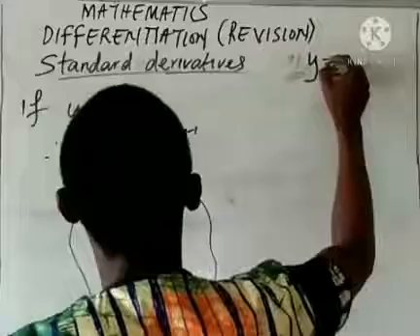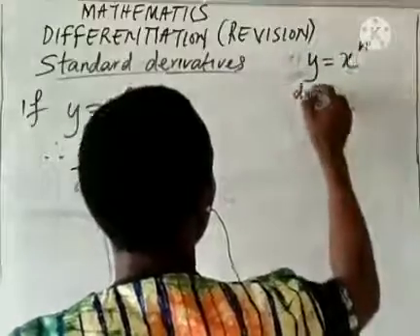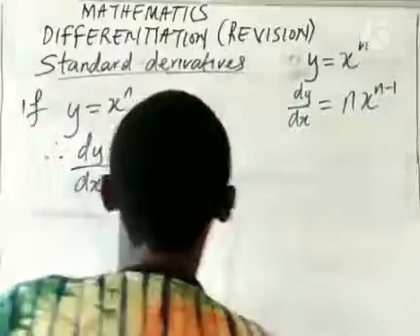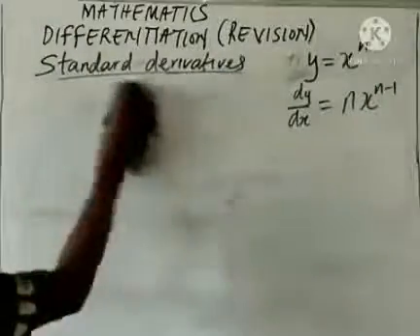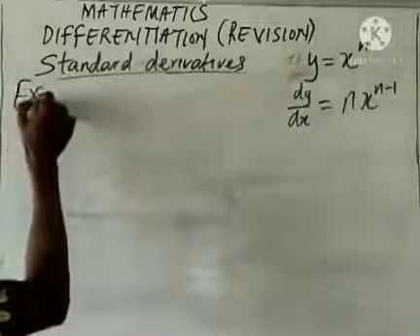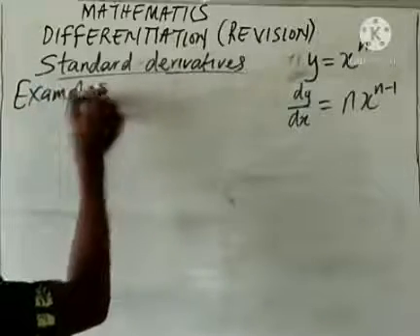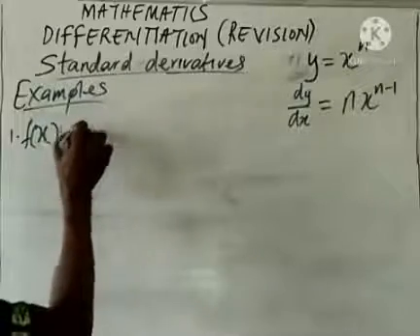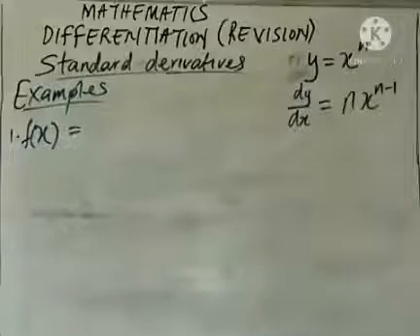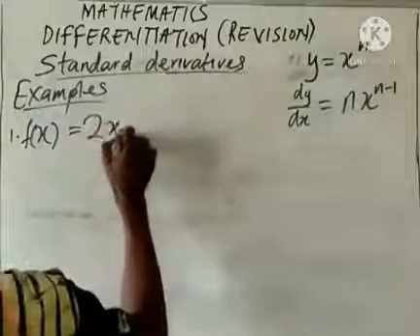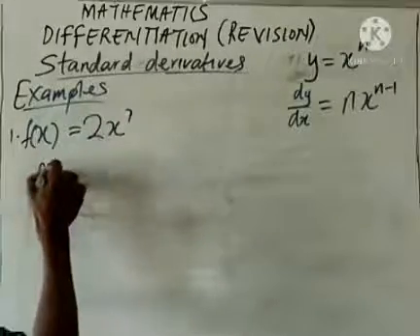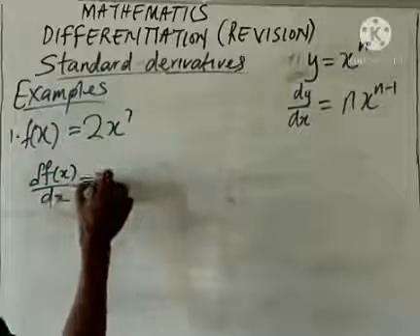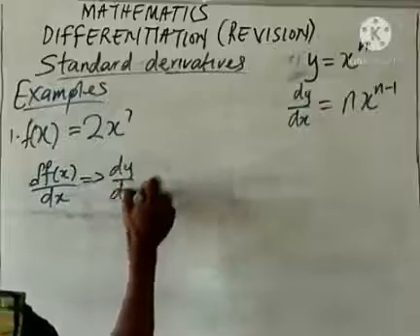Meaning if y is x raised to power n, then dy/dx will be n into x raised to power n minus 1. All right, let's now take examples. Example. First one, if our f of x is given to be 2x raised to power 7, how do I find my differentiation of f of x to dx, meaning my dy/dx?